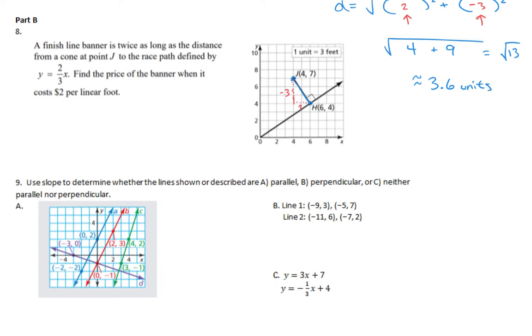Okay, so that's the big mathy part of the question, finding the distance from J to H. So once we've done that, that's not the answer. I have to actually read the question here. It says the banner is twice as long as the distance. So we're going to have to take that distance, and because it says twice as long, you have to multiply it by 2. So that'll be 3.6 times 2, which is 7.2.